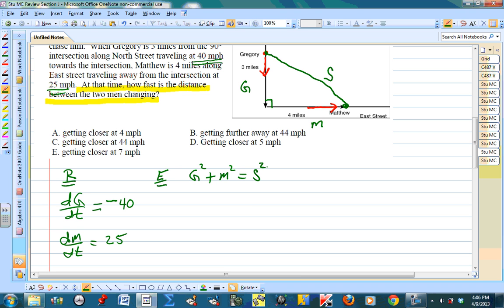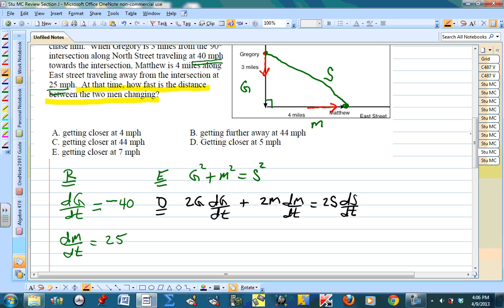All right. Let's get to work. Finding the derivative now. Let's see, we're differentiating with respect to t. So the derivative of g squared is 2g dg/dt. The derivative of m squared is 2m dm/dt. This is going to equal the derivative of s squared, which is 2s ds/dt. Whew.